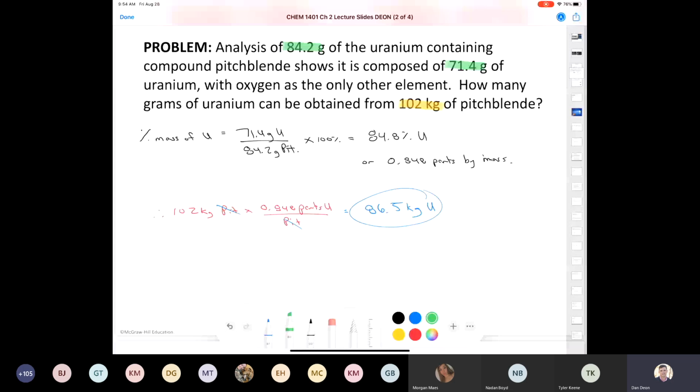Now I could multiply that by anything. It could be a 102 kilogram sample. It could be a 75 quintillion femtogram sample. It doesn't matter. That's not important. What's important here is that we were able to determine the mass percent of uranium and then multiply that by the size of our sample. And now we know how much uranium is in that 102 kilograms of pitchblende. All right, let's move on from there.